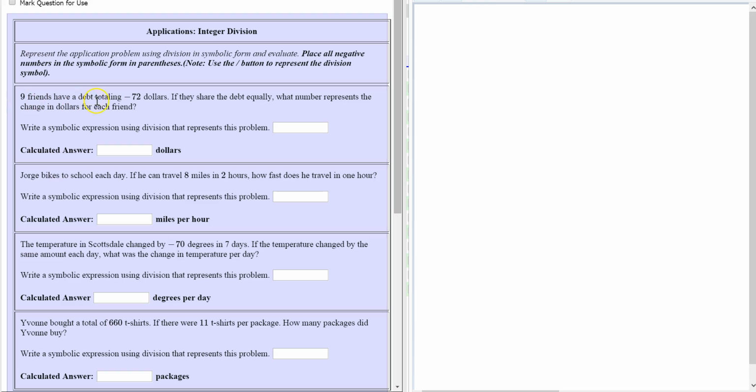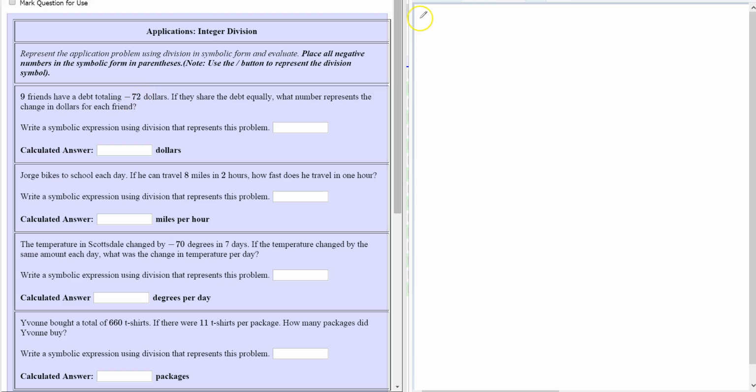9 friends have a debt totaling negative $72. If they share the debt equally, what number represents the change in dollars for each friend? So write a symbolic expression using division that represents this problem. Notice we want to find the number that represents the change in dollars for each friend. If they're sharing a debt, they're all going to have less money at the end, or negative dollars, relative to what they originally had. So it's a fair sharing problem.